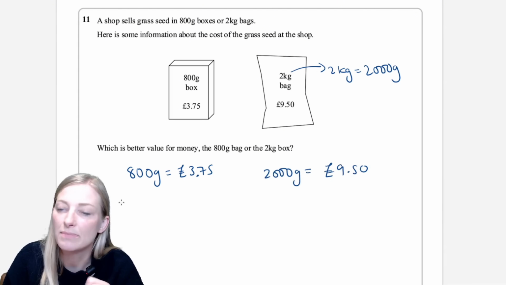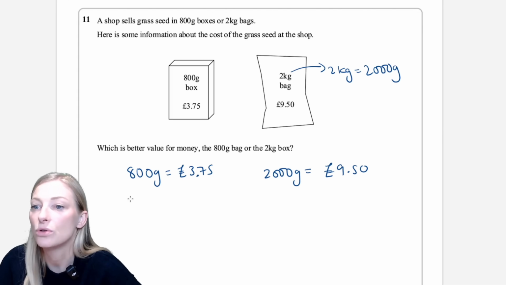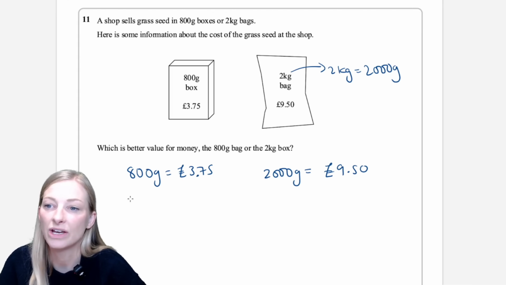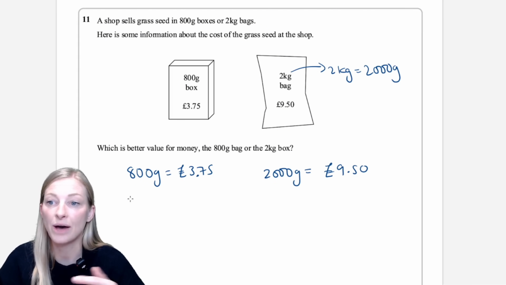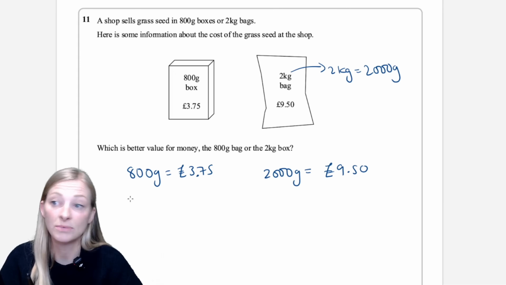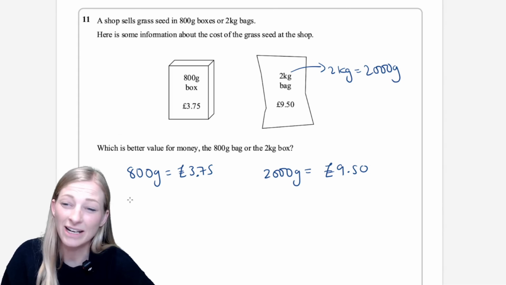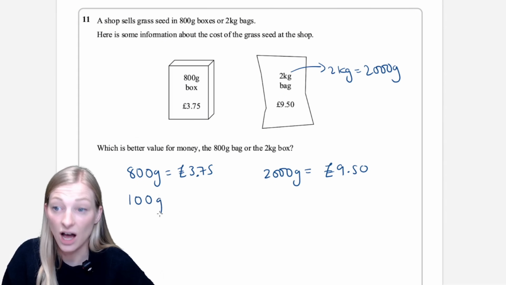And what we want to do is make the amount the same. So you can pick any two values you want that are the same. You could times them up to go to 4,000. That would work. 4,000 is in the 800 times table and the 2,000 times table. I'm actually going to divide it down. So I'm going to say 100 grams.